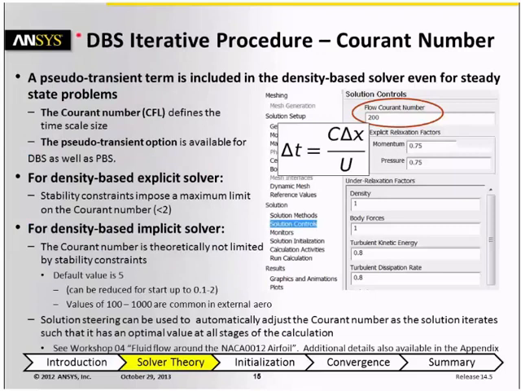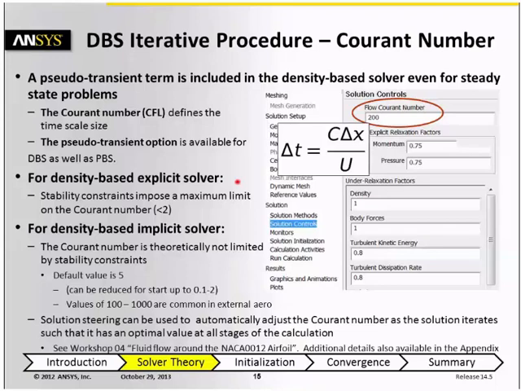This slide describes solution controls associated with the density-based solver, and the primary solution control is the Courant number. With the density-based solver, there's a pseudo-transient term that's used even for steady-state problems, and the Courant number is what's used to help determine the pseudo-time step size. You can also use the pseudo-transient option, and then the inputs are the same as we saw in the earlier slide.